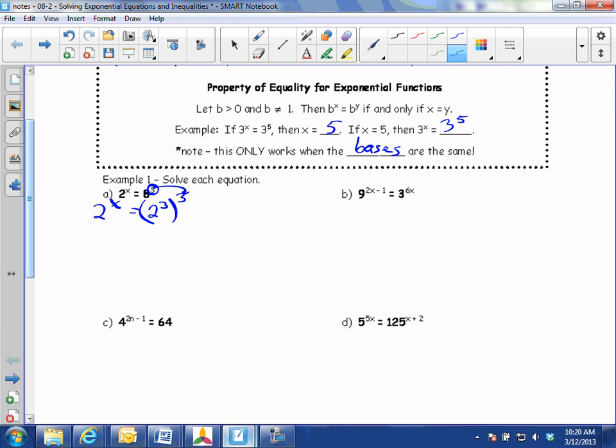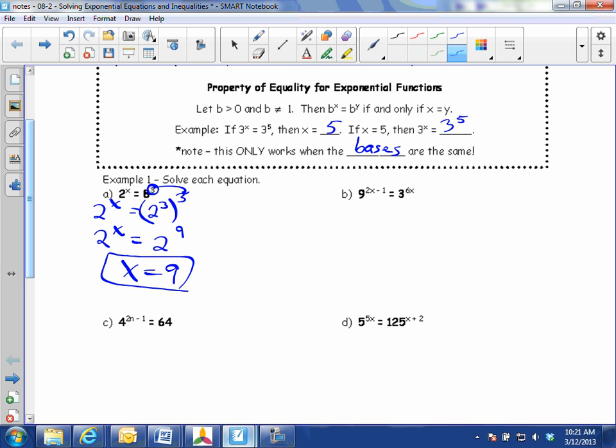Have I lost anybody? You understand what I'm doing? Why do I have two 3's up there? Make sense? Okay, so what happens when I have a power to a power? Multiply. So it's 3 times 3, so I have 2 to the 9 equals 2 to the x. So x is 9. That is the basis for today. If you can do this, you can do today's stuff. That's all we're doing.